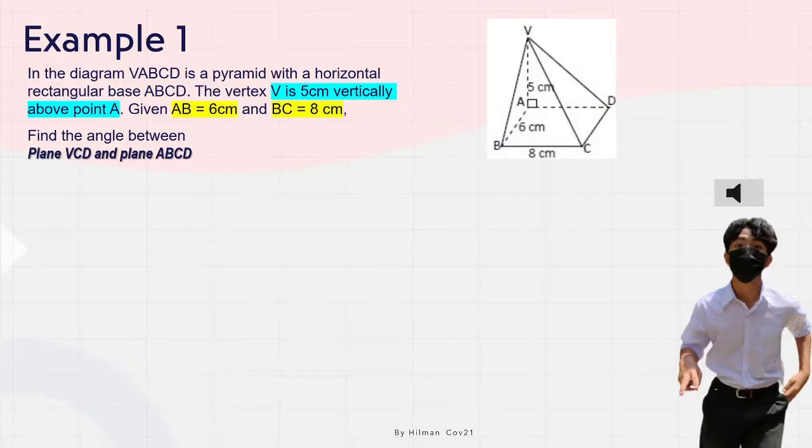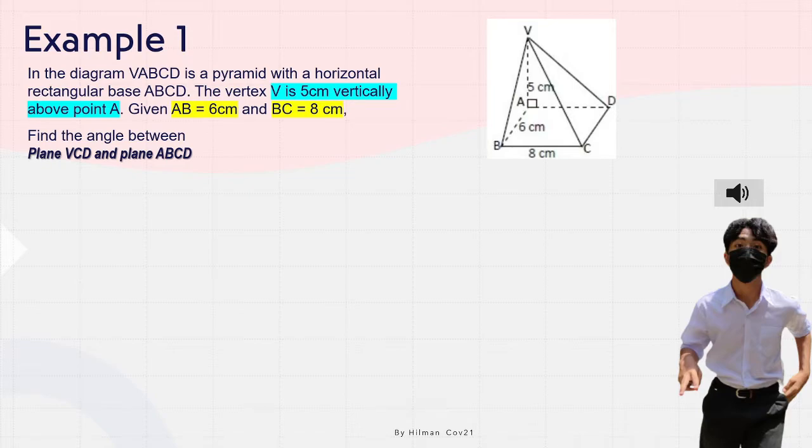For example 1, in the diagram VABCD is a pyramid with a horizontal rectangular base ABCD. The vertex V is 5 cm vertically over point A. Given AB equals 6 cm and BC equals 8 cm. That is all for the information. So the question is, find the angle between plane VCD and plane ABCD.